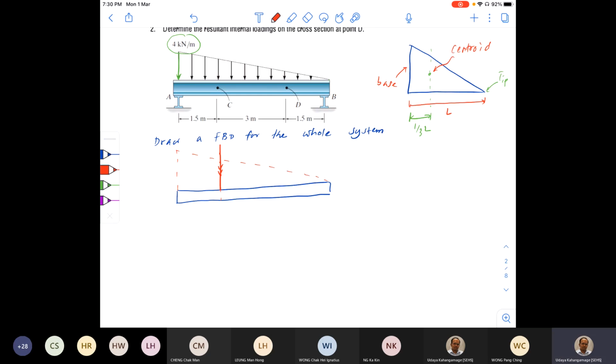So if I mark this load as P, how to find out the size of this P? The size of this P is equal to the area of the triangle. So what is the area of this triangle? So length is equal to 3 plus 1.5, 1.5 is 6 meters. Right? And the height here is 4 kilonewtons per meter. This is this height.